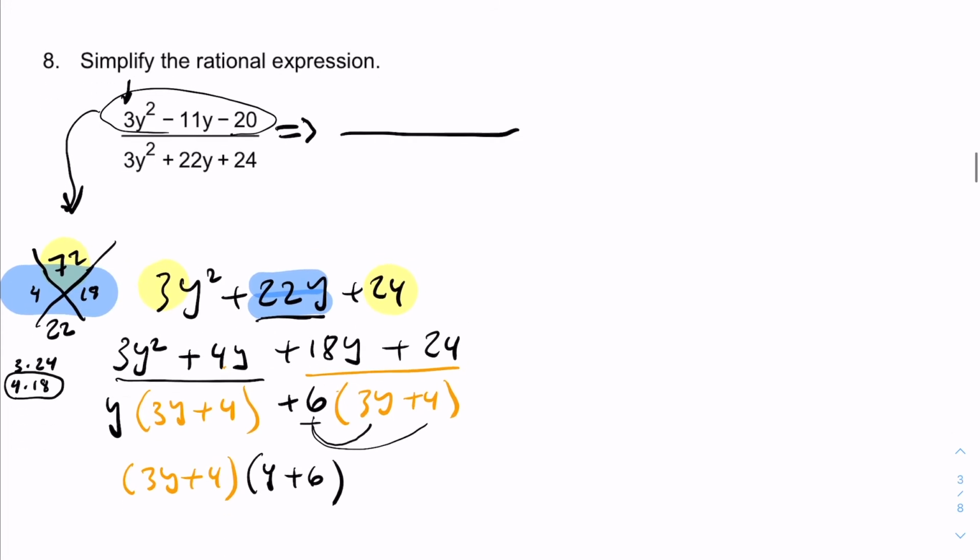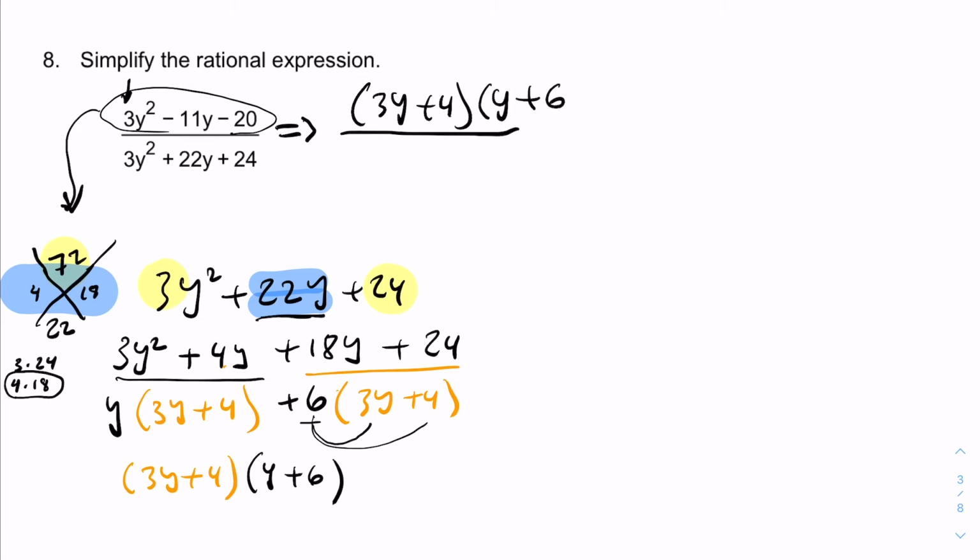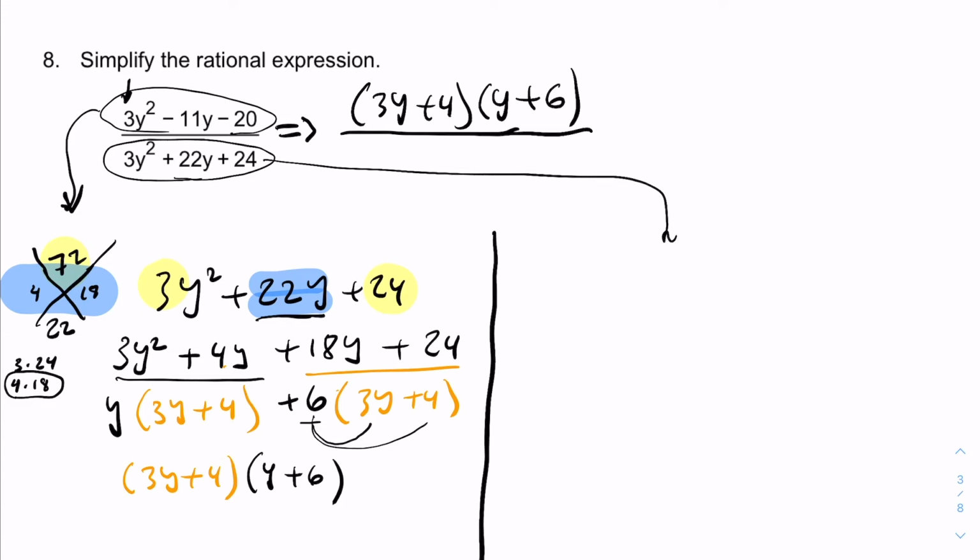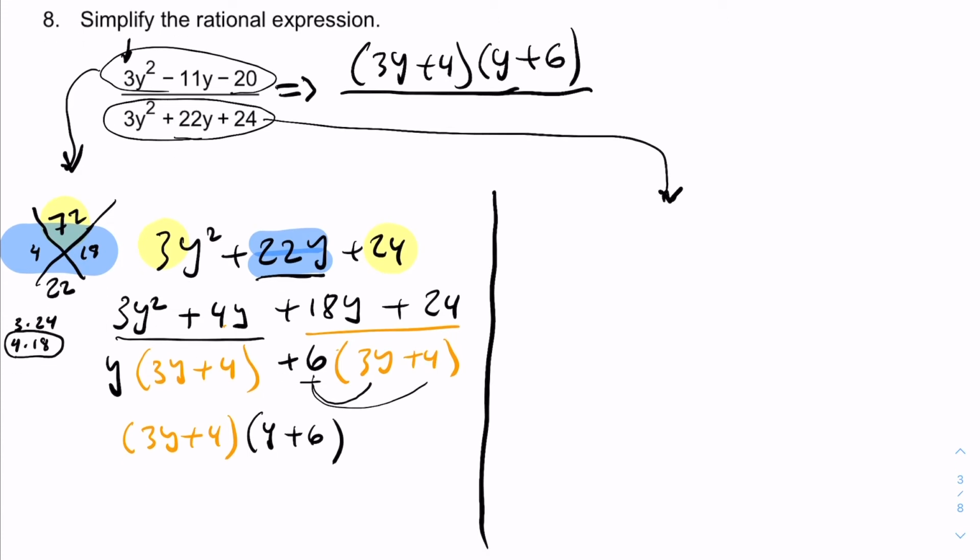So that is the numerator: y plus 4 times y plus 6. Okay, now let's go ahead and do this denominator. It's going to have some similar feel to it in the way that it's not of the easy type, right?